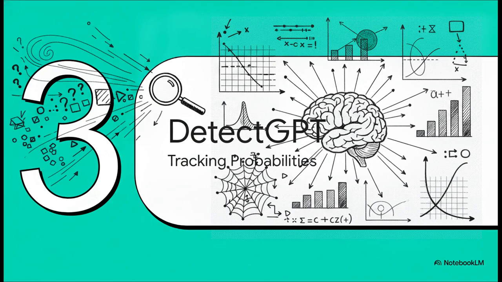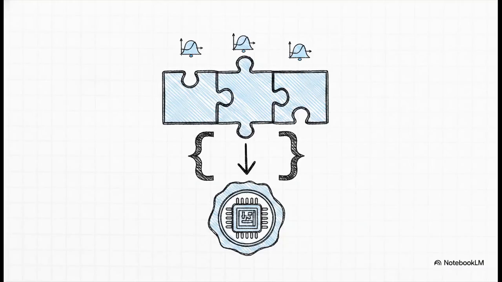Section 3, DetectGPT, tracking probabilities. Now, if an LLM produces a text, every single word has a specific conditional probability of appearing based on what came right before it. It's kind of like forecasting tomorrow's weather based on today's patterns. By multiplying all these conditional probabilities together, you get a joint probability for the entire text. DetectGPT cleverly uses these log probabilities to spot the AI's underlying invisible mathematical signature.